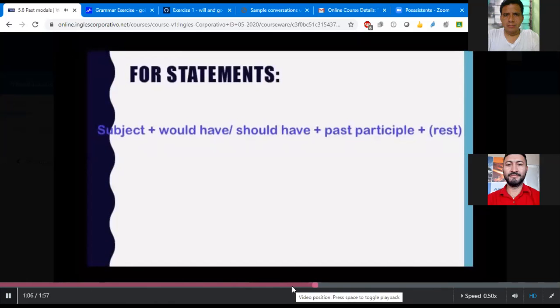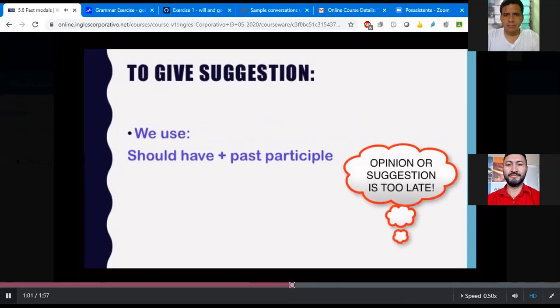Remember, for statements, we must use subject plus would have or should have plus past participle. Our opinion or suggestion is too late. What happens when the opinion or suggestion is too late? For example, today I got wet because I went to the park and it started raining. Then you can say, you should have taken an umbrella.